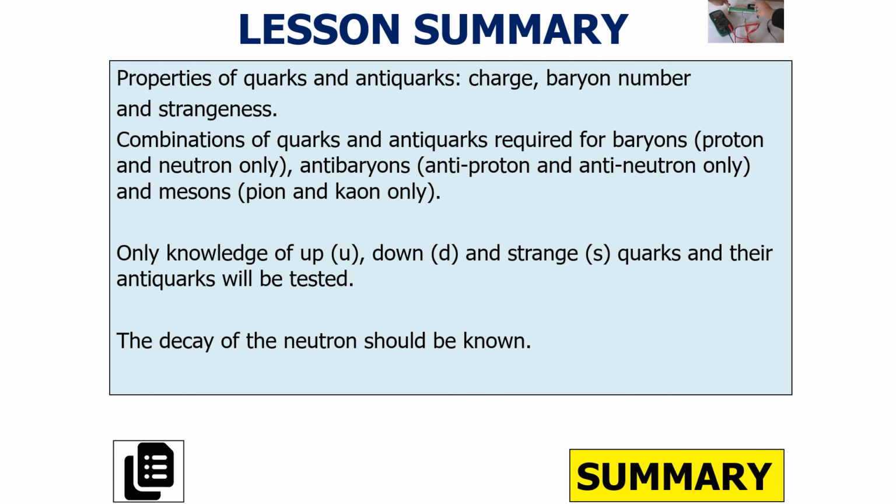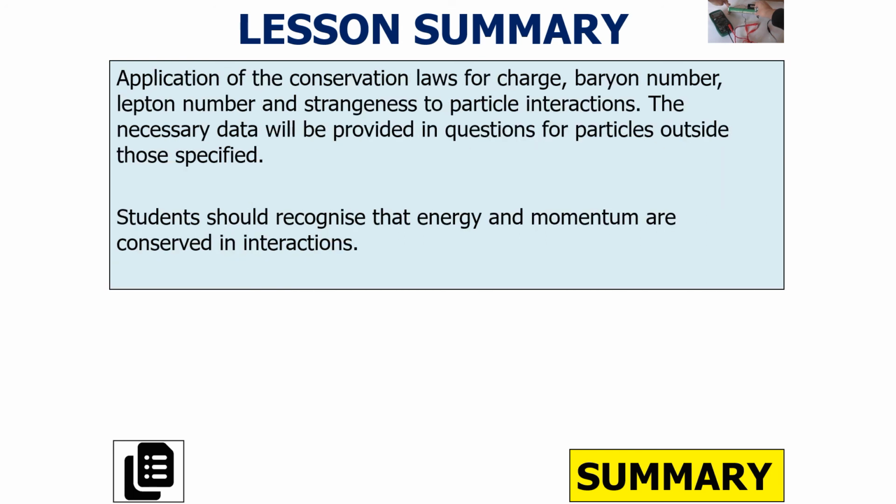We know properties of quarks and antiquarks, their charge, their baryon number and their strangeness. Combinations of quarks and antiquarks are required for baryons, antibaryons and mesons, and the decay of the neutron should be known. And we have applications of the conservation laws for charge, baryon number, lepton number and strangeness to particle interactions, and then you should recognise that energy and momentum are also conserved.